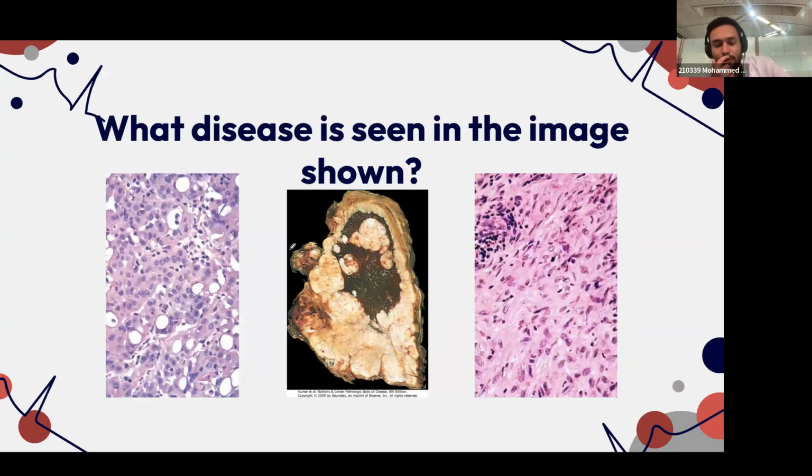Now, what disease is shown here? And we're almost done, guys. This is mesothelioma. Good. Okay. So this is malignant mesothelioma. Malignant mesothelioma is a complication of asbestosis, caused by asbestos.